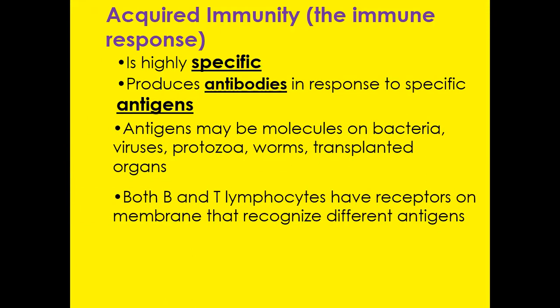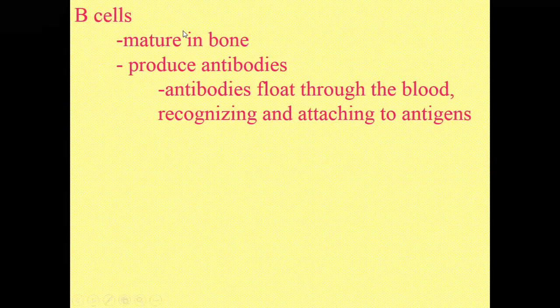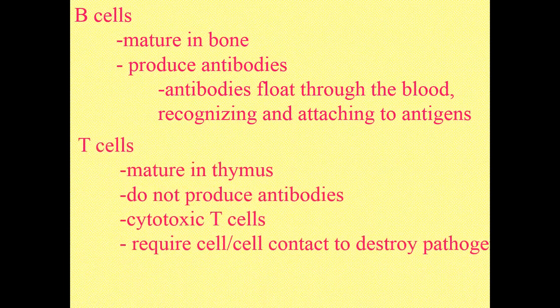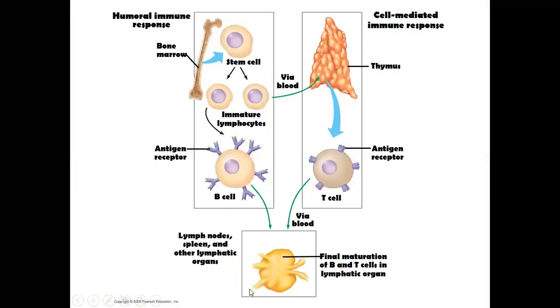Both B and T lymphocytes have receptors on the membrane that recognize different antigens. B cells mature in bone and produce antibodies. Antibodies flow through the blood, recognizing and attaching to antigen, while T cells mature in the thymus and do not produce antibody. Cytotoxic T cells require cell-cell contact to destroy pathogens. Both B and T cells can produce memory cells.